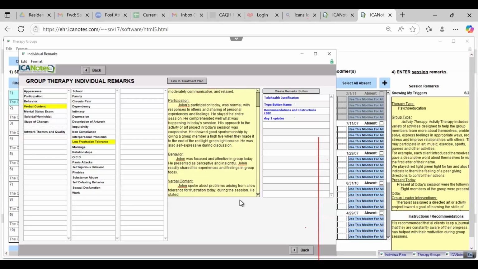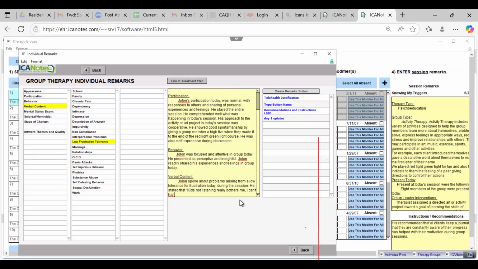He stated that kids not listening really bothers me. I can't handle the nonsense. You see, I put my quotation marks in. And that kind of indicates his low frustration tolerance.